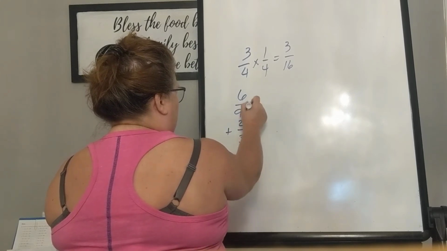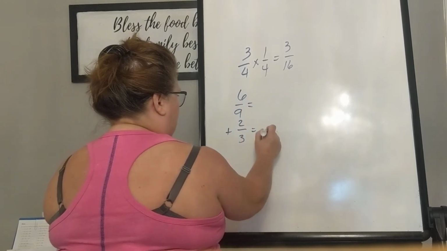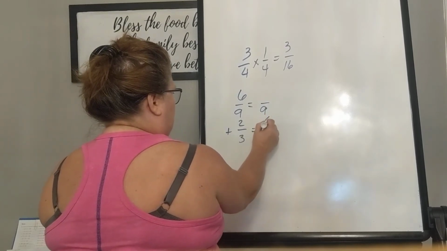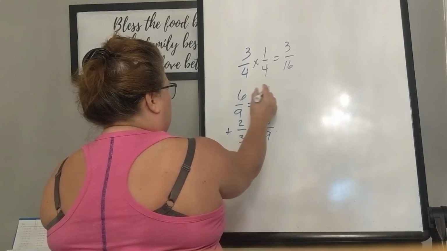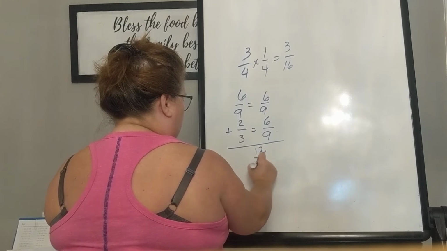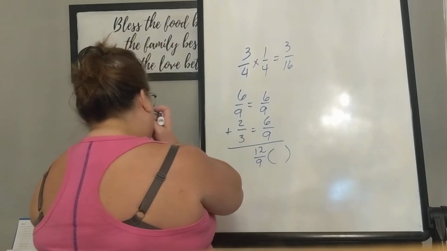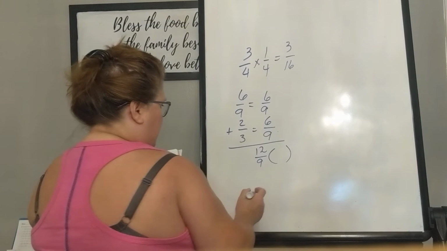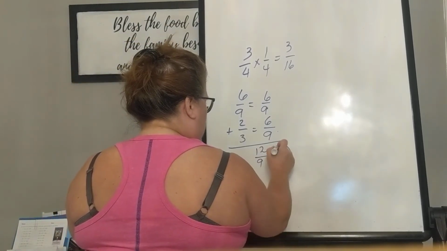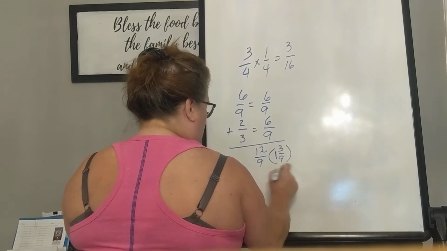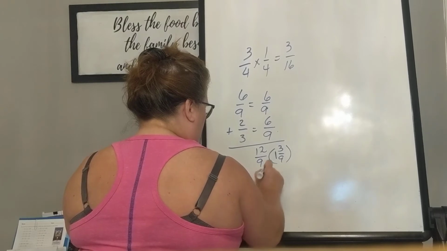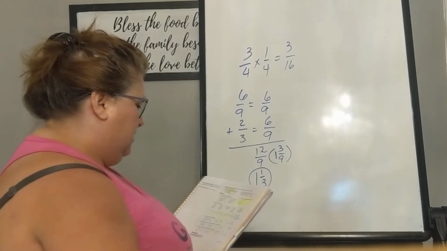First thing we have to do is find common denominators, which would be 9. 3 will go into 9 3 times. 2 times 3 is 6. 9 will go into 9 1 time. 6 times 1 is 6. We add up our numerators. 6 and 6 is 12. Our denominator is 9. It's an improper fraction. We have to turn it into a whole or mixed number. 9 will go into 12 1 time. 1 times 9 is 9. 12 minus 9 is 3. So 1 and 3/9. But 1 and 3/9 can be reduced to 1 and 1/3, which would be our final answer.